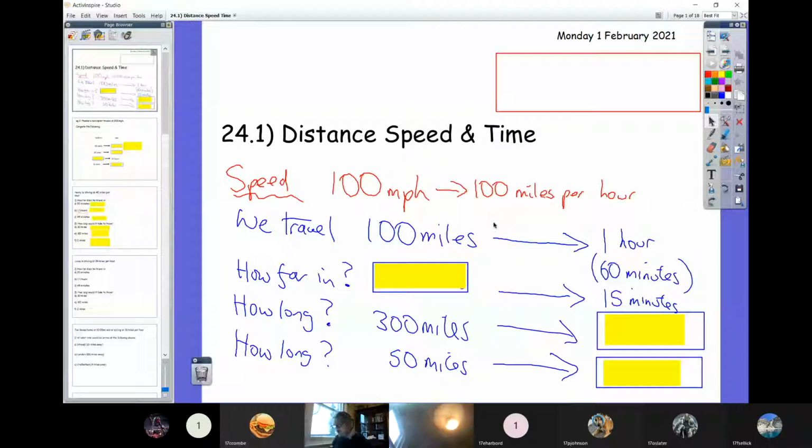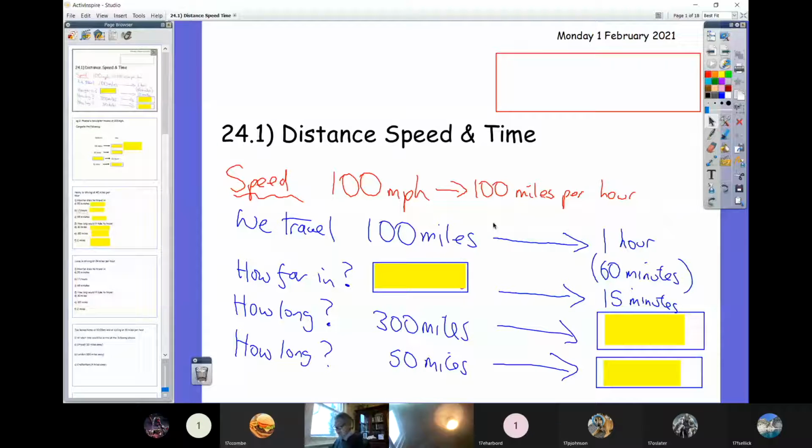So we're going to recap distance, speed and time. And you all know what speed is. It's how fast you're going. What I really want you to take on board is that if somebody's going at 100 miles per hour, that is a distance that you cover over a period of time. So if it's 100 miles per hour, we go 100 miles in exactly 1 hour. And that's the fact you would write down.